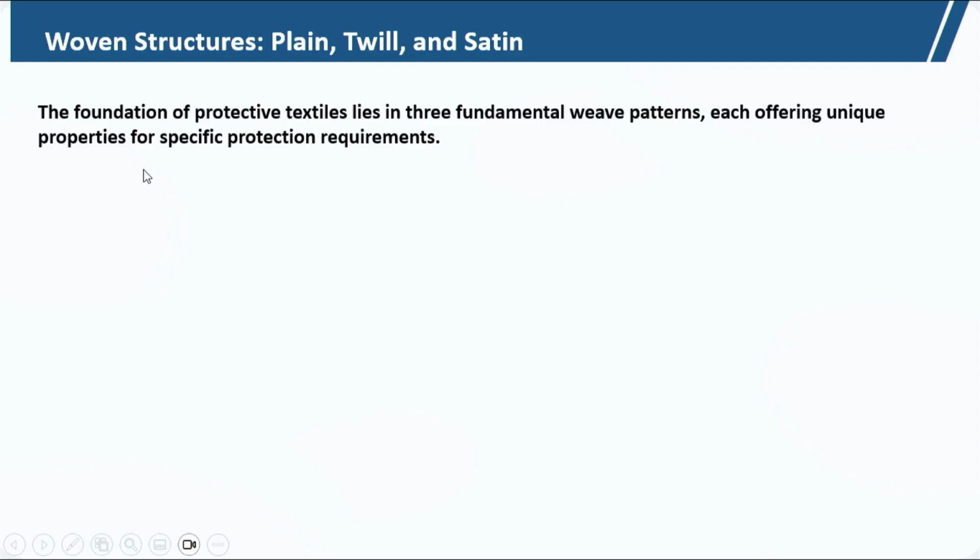Basically, in fundamental design, these are the weaves: plain, twill and satin. These are the fundamental weaves, each offering unique properties. So, let us try to understand the three designs. But apart from these three, in woven fabric, as I have mentioned, the honeycomb weave is also used, and ripstop is very popular in protective textiles.